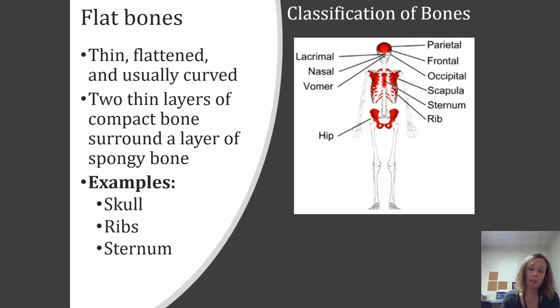Next, we have flat bones. So flat bones are flat. They're thin. Lots of times they're curved. So this is that picture from earlier where we had the 2 layers of compact bone, spongy bone in the middle. Sorry, that's going to be a flat bone. This picture over here shows us all of our flat bones in red. So it's going to be your skull, your ribs, your hips, your sternum or your breastbone. Those are all going to be flat bones.